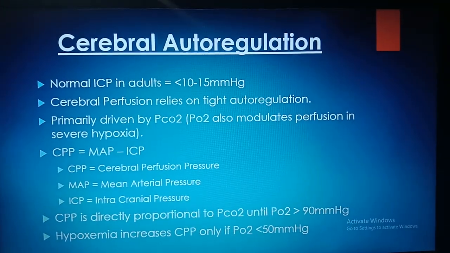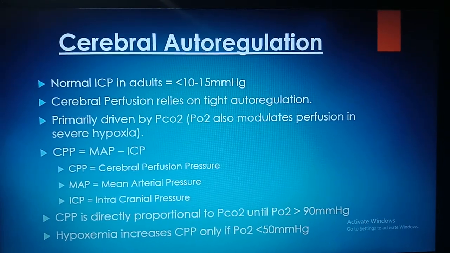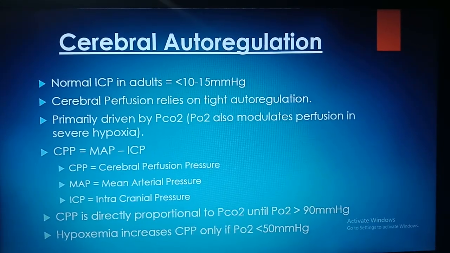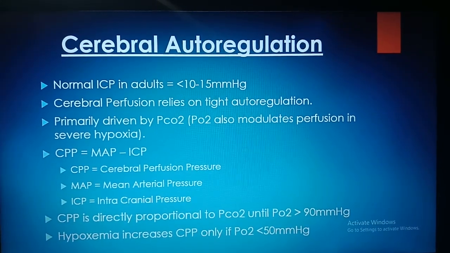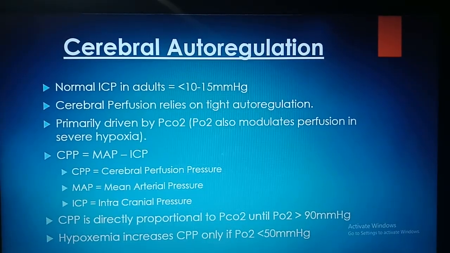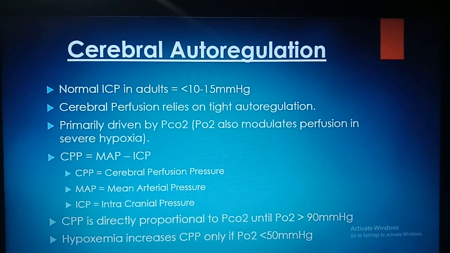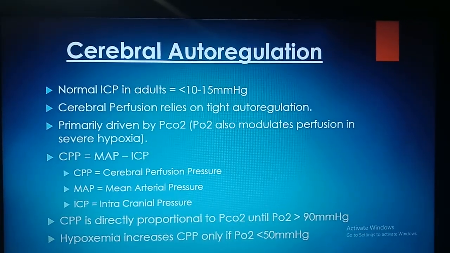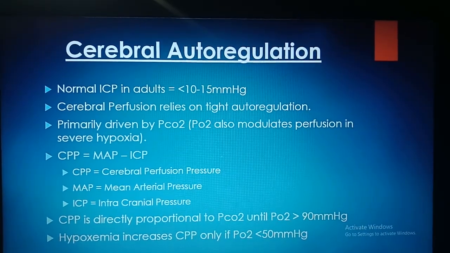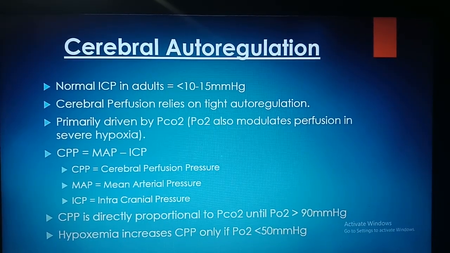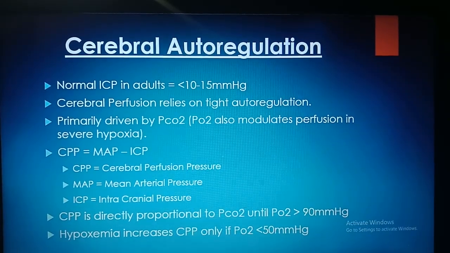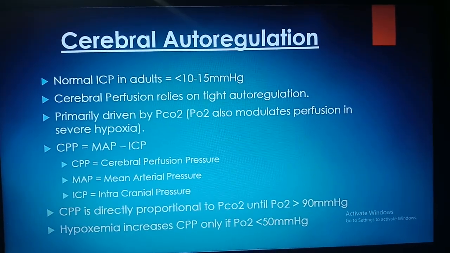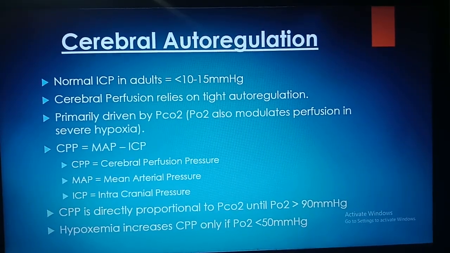In order to understand intracranial pressure, we really need to understand cerebral autoregulation. The normal ICP in adults is less than 10 to 15 millimeters of mercury, and cerebral perfusion relies on tight autoregulation. Cerebral perfusion is primarily dependent upon the partial pressure of carbon dioxide. In the normal state, it's the carbon dioxide level that determines cerebral perfusion. But when oxygen levels are significantly low, it's not the carbon dioxide but the oxygen level that determines the cerebral perfusion.